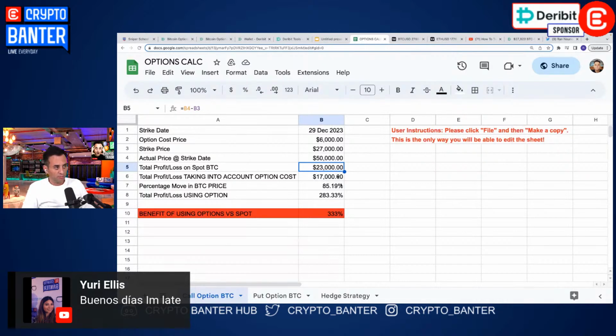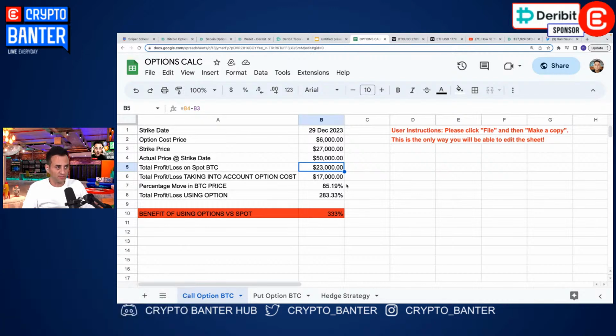Okay, so Bitcoin moved up 85% from $27,000 to $50,000. Bitcoin only moved up 85%. But look at what's happened to the value of my trade. Okay, so I paid $6,000. My only exposure was $6,000. And I got a return of $17,000, which means I got a 283% return, which is about 3.5 times the return I would have got from buying spot.